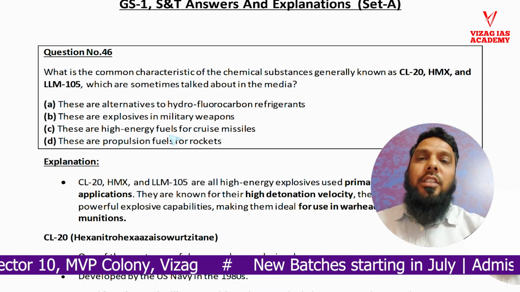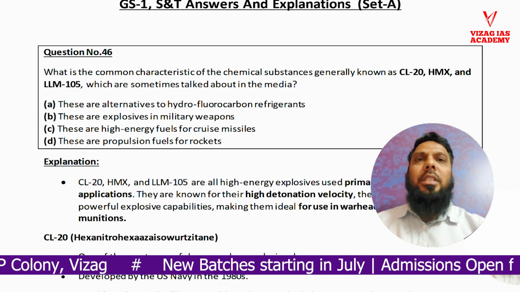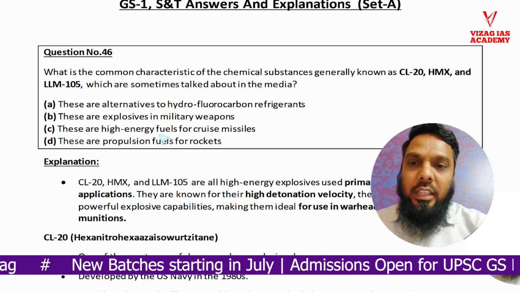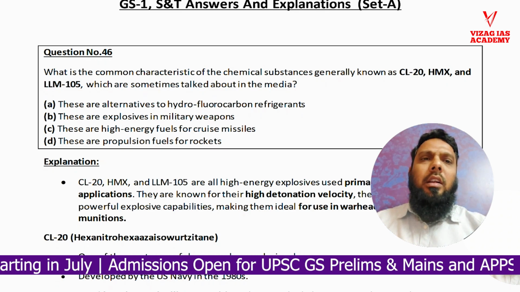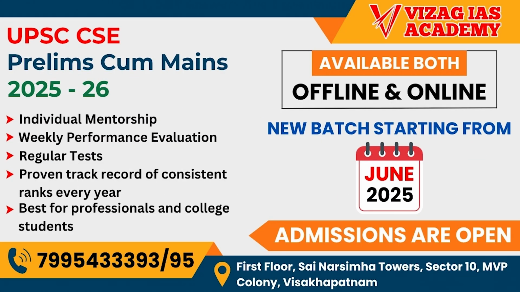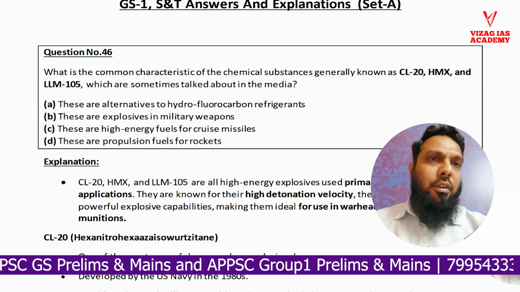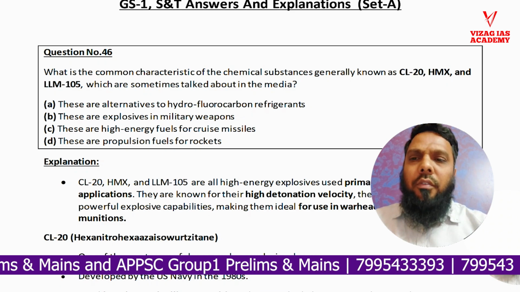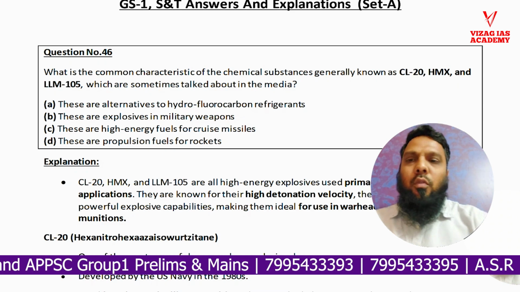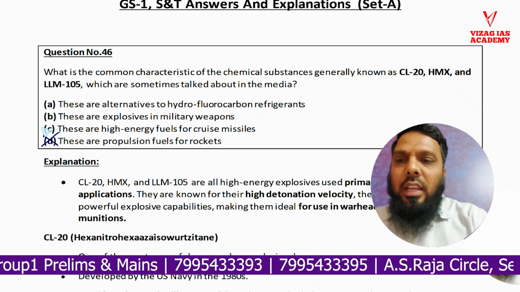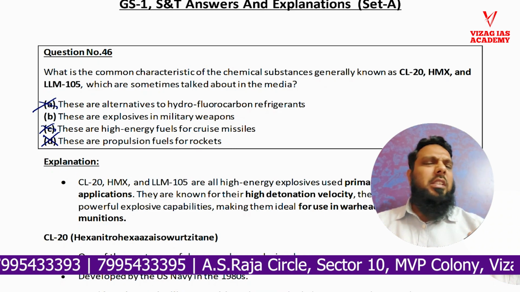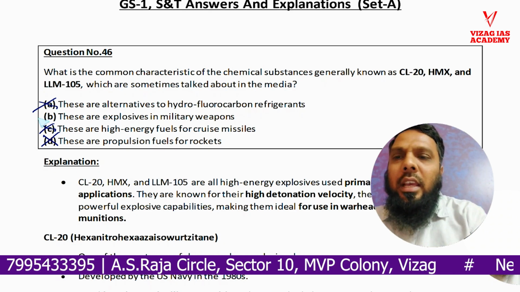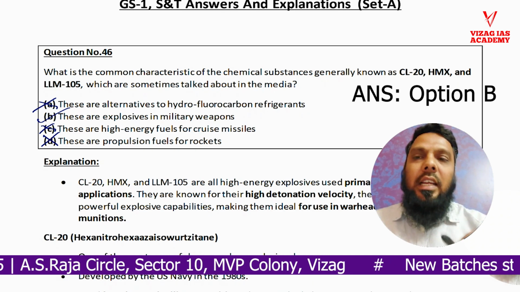Option C: these are high energy fuels for cruise missiles. When we say cruise missile, we generally use a different type of propellants, because high energy fuels, as discussed, are generally solid fuels or liquid fuels. But CL-20 or LLM-105 are not ringing any bells here. Coming to option D: these are propulsion fuels for rockets. The same thing is happening, cruise missile fuels and again propulsion fuels. So we can easily eliminate option C and option D. We can also eliminate option A, because hydrofluorocarbon refrigerants are something different. So what is remaining is military weapons, and that is indeed the right answer.